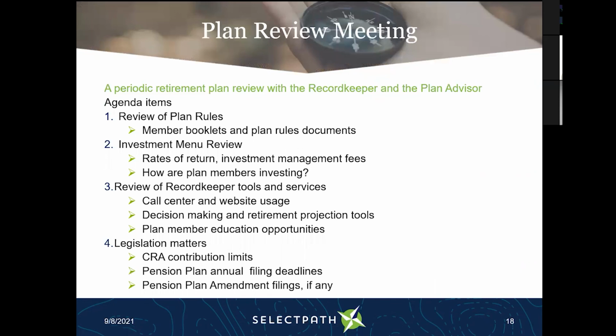My last point is on a plan review meeting. And this one slide is what happens in a plan review meeting. So a plan review meeting, it's a periodic plan review, and usually the record keeper is there, a representative from the insurance company, the plan advisor, and then hopefully from the employer, there'll be a senior management person or the business owner, let's say, and these folks might not have day-to-day responsibilities with respect to the retirement plan, but they are the ones who can make the decisions.